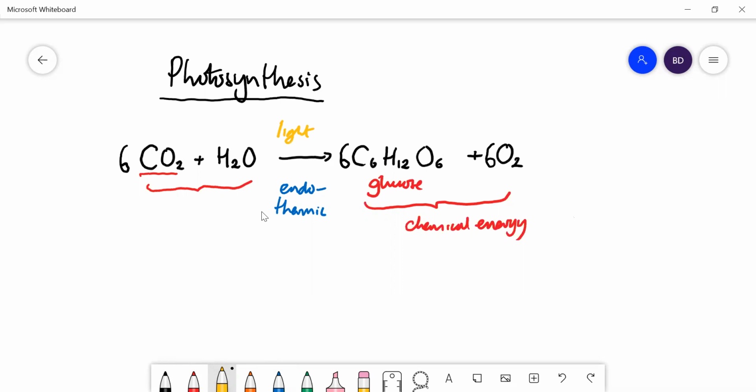What do they use it for? Right, they don't just make glucose to store glucose. In fact, they can't store glucose because glucose is very soluble in water, and that means it will draw water towards it by osmosis, so it can't be stored in cells. It's got to be turned into something else. Right, let's see what they can do.